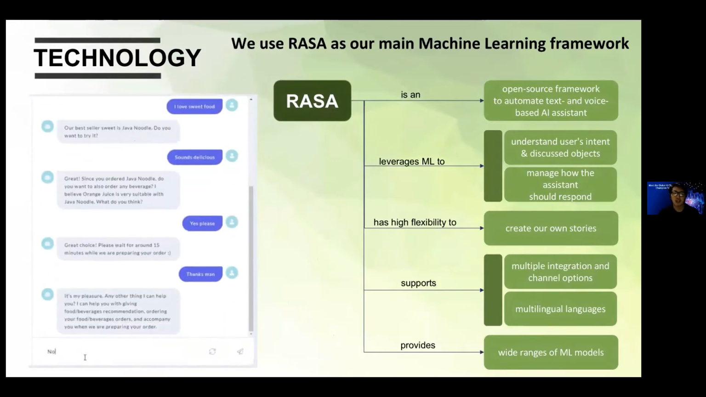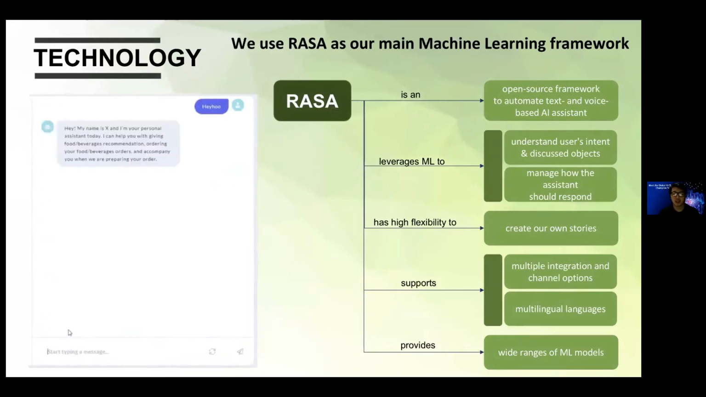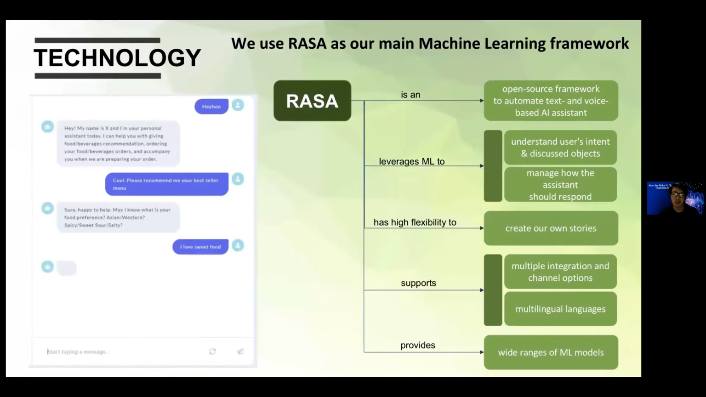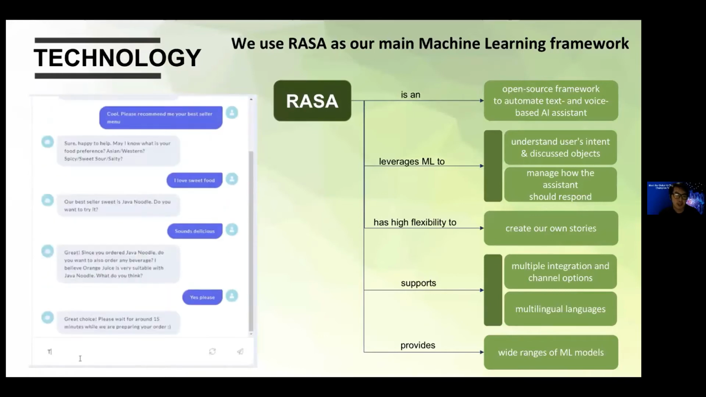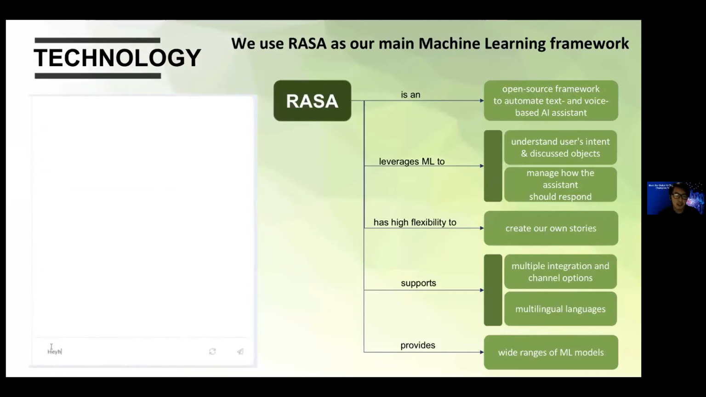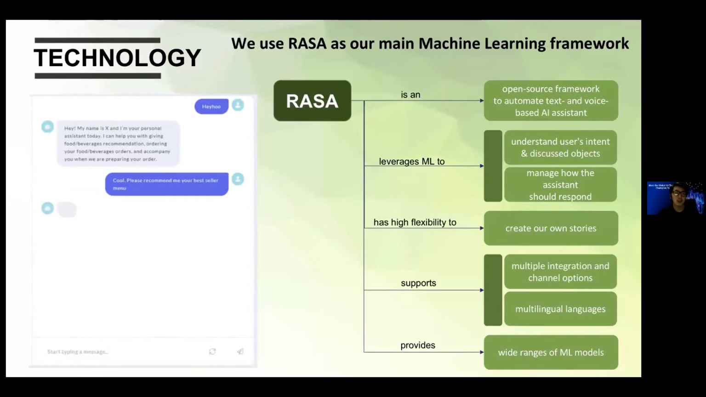So we can implement our Rasa chatbot into our favorite messenger like Telegram or WhatsApp and the others. It also provides a wide range of machine learning models. And as you can see on the left side is the visual of our chatbot prototype. Next, please.